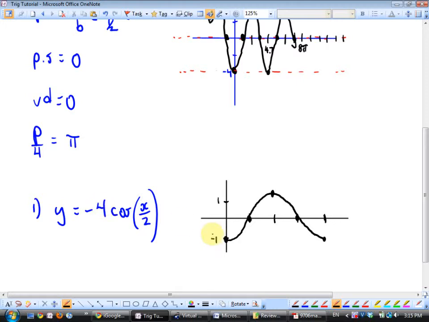What number should really be here for this graph? Not a negative 1, but a what? Not a 1, but a what? 4. And what's the period?